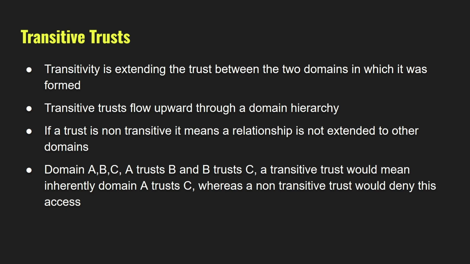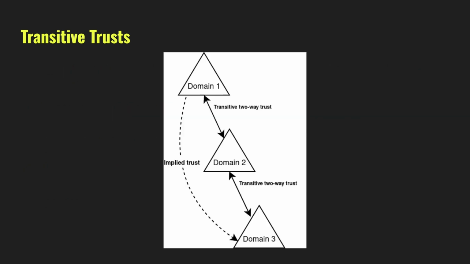Finally, the example I've just mentioned, a bit better if I wrote it down beforehand. Domains A, B, and C in this example. Domain A trusts domain B, and domain B trusts domain C. A transitive trust would mean, inherently, domain A trusts C, whereas a non-transitive trust would deny this access. So if something's non-transitive, the trust is not going to extend, and we must form another separate trust to access resources.